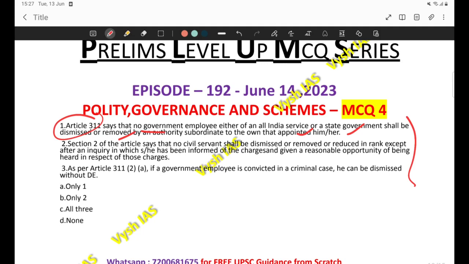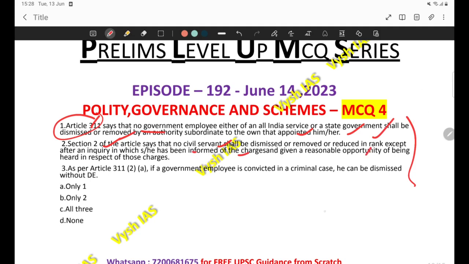If you are clear with the concept, you will get the keywords. When you read such a long sentence, you will get to know which keywords you have to pay attention to, and by connecting those keywords you will get the concept. Now look at the second statement. Section 2 of the article says that no civil servant shall be dismissed or removed or reduced in rank except after an inquiry in which she or he has been informed of the charge and given a reasonable opportunity of being heard in respect of those charges.